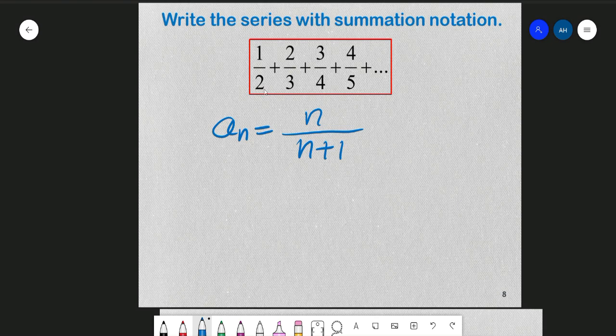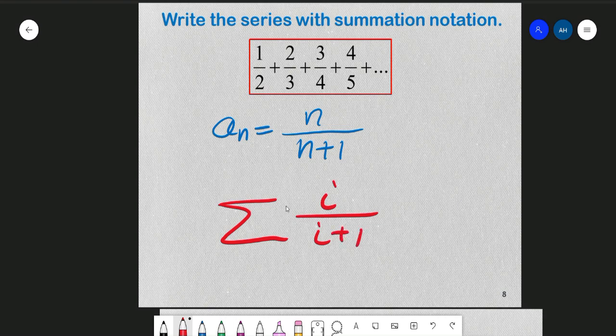So if we want to write down this series by using summation notation, we have to write down first the symbol for sigma, and we have to write a_n inside, but we have to replace n by i, so we have i over i plus 1 like this. i starting from 1. Look here, at the end of this series we have 3 dots to represent that this series goes to infinity.